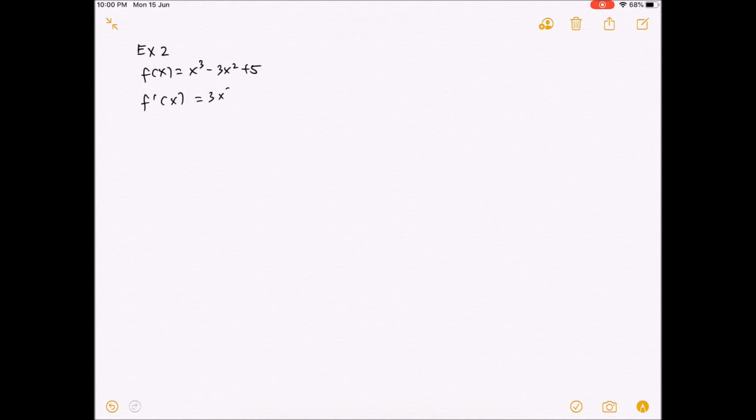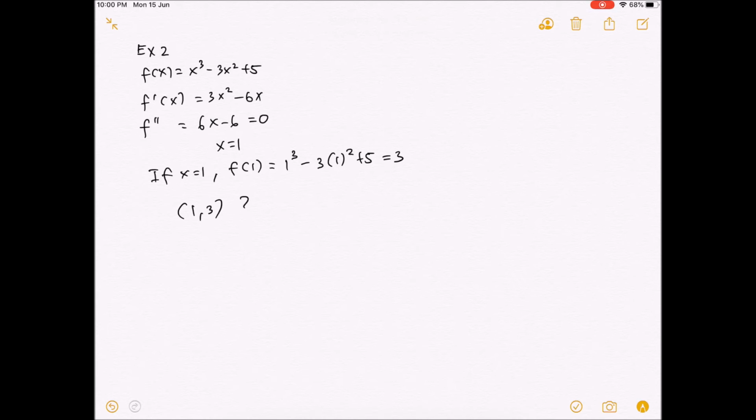So f prime and then f double prime. Setting f double prime equal to 0, I will have x equals to 1. So if x equals to 1, f(1) will be equal to 1 to the power of 3 minus 3 times 1 to the power of 2 plus 5, which is equal to 3. So we have the point (1, 3).